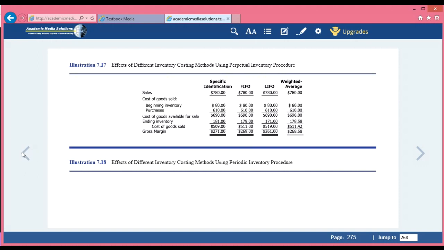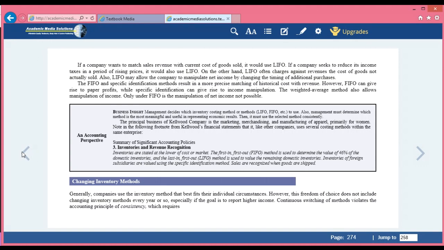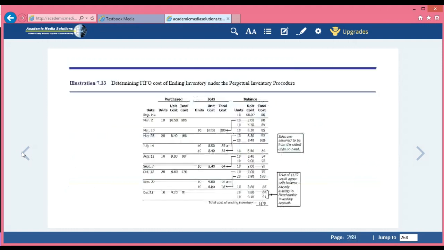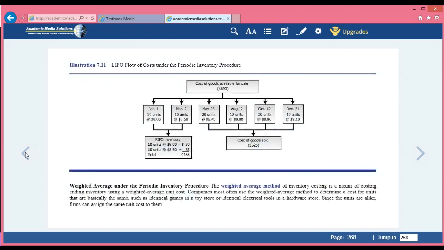Nope, I can't. That's one thing I don't like about this book. I think that their illustrations are a little bit hard to understand. Okay. Let's see. These are a little hollow. What they've got here, they've got your purchases. That's another perpetual. I don't really want you to do that one either.